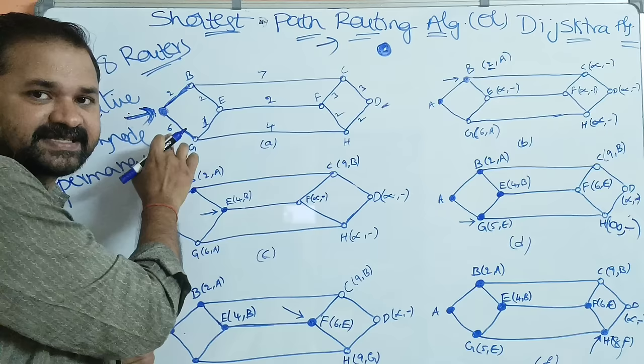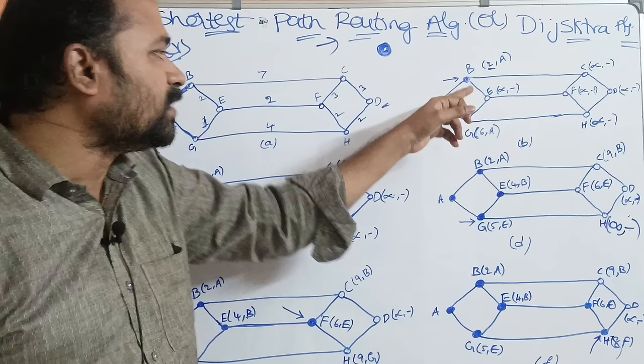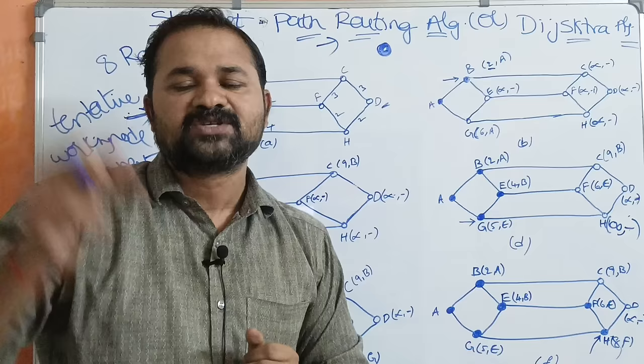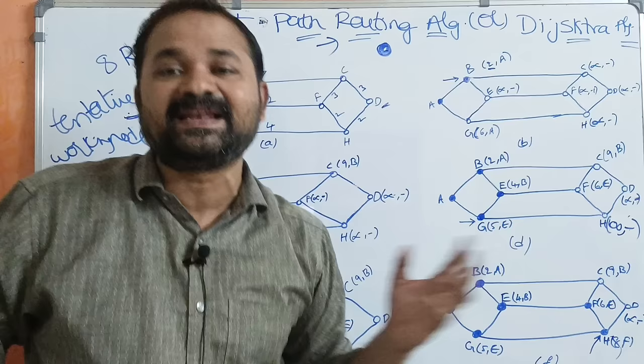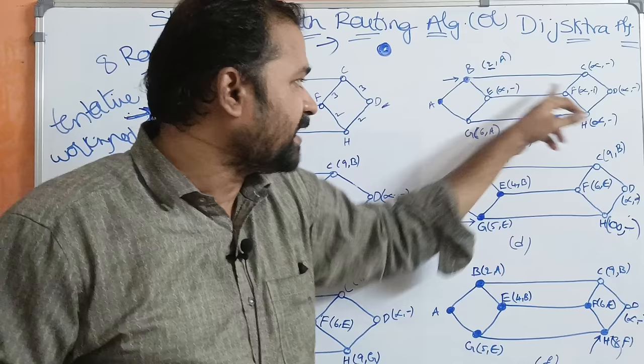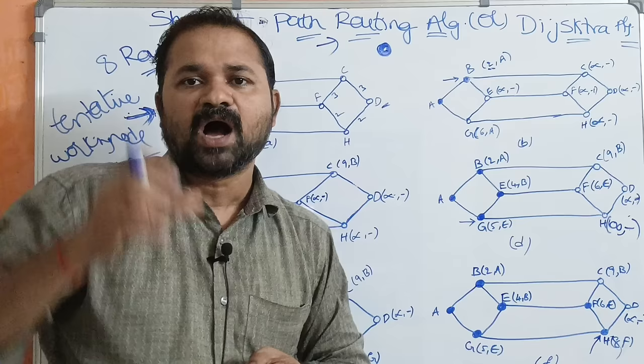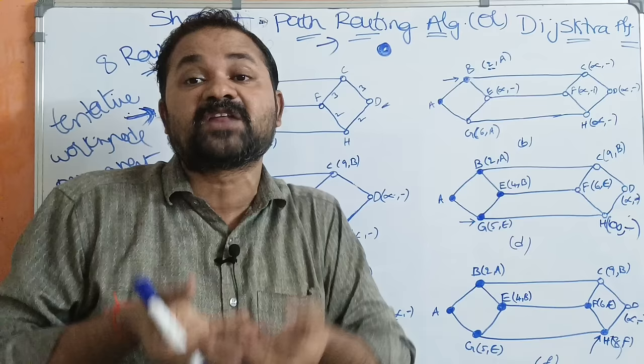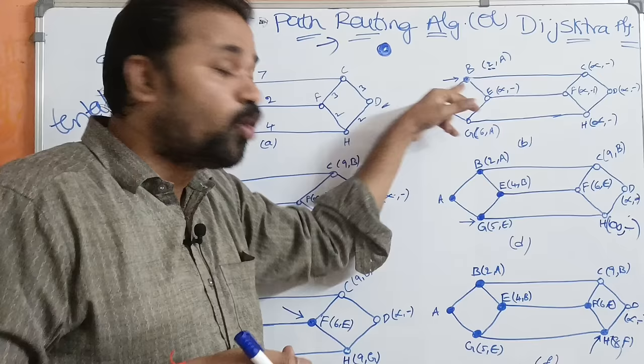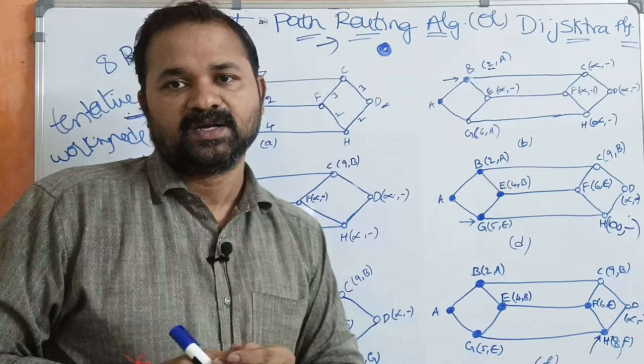Next, we don't know the E path length, F path length, C path length, H path length, D path length. That's why they are updated with infinity. Infinity specifies that we don't know that path length cost. The hyphen specifies that the current working node is not known to us. Next, here we have two paths. The distance is 2 here, and the distance is 6 here. Out of 2 and 6, 2 is the smaller value. So we have to make this node the permanent node. Permanent node means solid circle. This arrow represents the current working node.